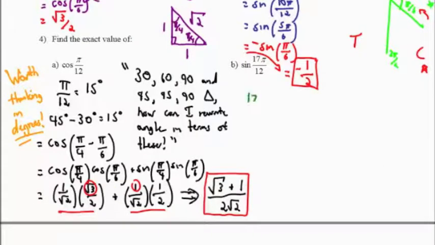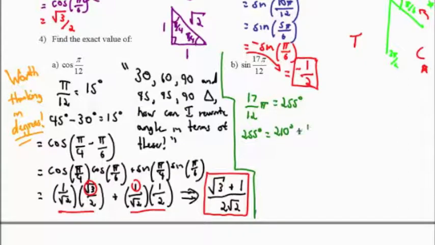Alright, so part B is very much like part A, except in this case, we know that 17 over 12 pi is equal to 255 degrees. Again, I know I preach against it, but hey, this time degrees actually makes a little more sense. And we know that 255 degrees is equal to 210 degrees plus 45 degrees. Well, again, we can't be 100% exact with that because we don't know what 210 is, but we can rewrite 210 as 180 plus 30 degrees.